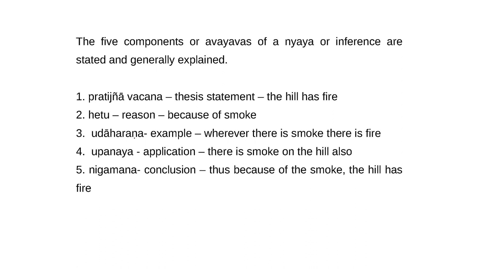So you have "parvato vahnimaan" as the thesis statement: the hill has fire, because of smoke. "Dhumat." Yatra yatra dhumaha tatra agnihi. So wherever there is smoke, there is fire. There is smoke in the hill also. Thus, because of the smoke, the hill has fire. So this is how we establish anything. This can be very easily applied to his works also, and I applied it to about 4 or 5 works. I'll just give one example here.